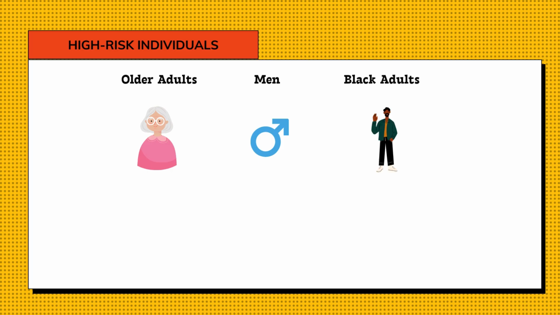Black adults. Approximately 40.3% of Black adults have high blood pressure, showing a higher prevalence compared to other racial and ethnic groups. Individuals with low socioeconomic status. People living in poverty are more likely to have uncontrolled hypertension. Socioeconomic factors play a significant role, with those in lower socioeconomic brackets experiencing higher rates of hypertension.